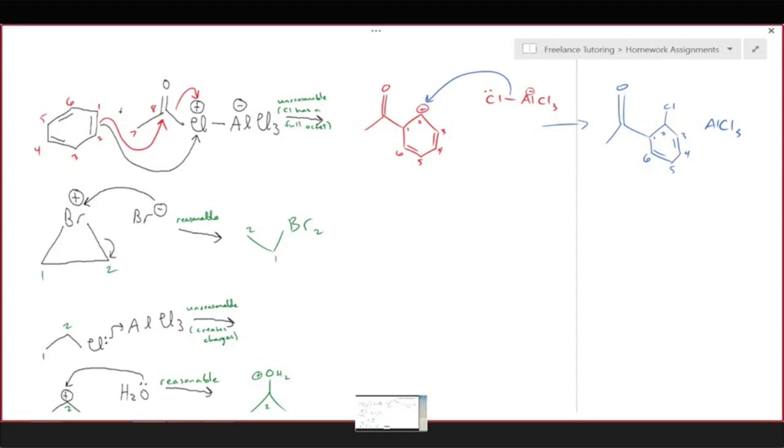Okay, so let me take a look at the next example. Okay, now take a look at this example. I would say these arrows are not reasonable. What's the most direct way to see that they're not reasonable? You're creating a primary ion, a negative charge on a primary carbon. Okay. Now the problem is, what we've said is that you can't form primary carbocations.